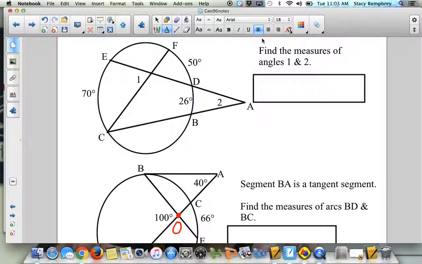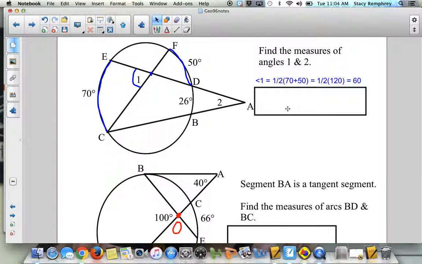All right, so coming back in, I'm going to start with angle 1. Angle 1 is here, and I notice that the vertex is in the circle, not at the center. So it's equal to half the sum of the intercepted arcs. If I come over here, angle 1 intercepts this arc, and if I go the other way, the chord intercepts these arcs. So angle 1 is going to equal 1/2 of 70 plus 50, and that equals 60 degrees.